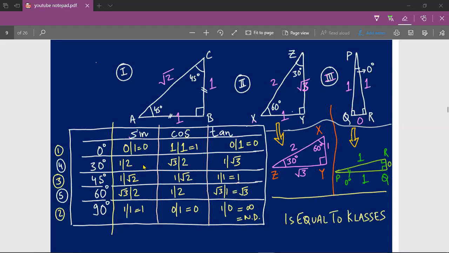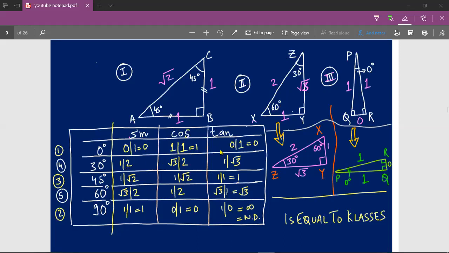So cos 60 degree. We'll move on next. Cos 60 degree is 1 divided by 2. Why? Because base is 1, hypotenuse is 2. So 1 divided by 2. Why? Because cos theta is equal to base upon hypotenuse. So therefore 1 divided by 2 is the answer for cos 60 degree.